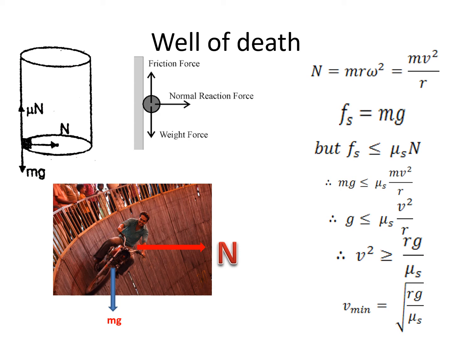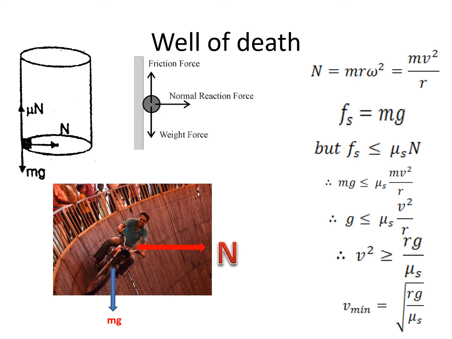The wall of the well provides a necessary normal reaction force, and this normal reaction force gives rise to the necessary centripetal force. Ideally, we will assume that this motorcycle is replaced by a single particle, and the forces are acting on this single particle which is running on the inner walls of the well. So the normal reaction force providing the necessary centripetal force can be written as N equals m r omega square, which is equal to mv square upon r.